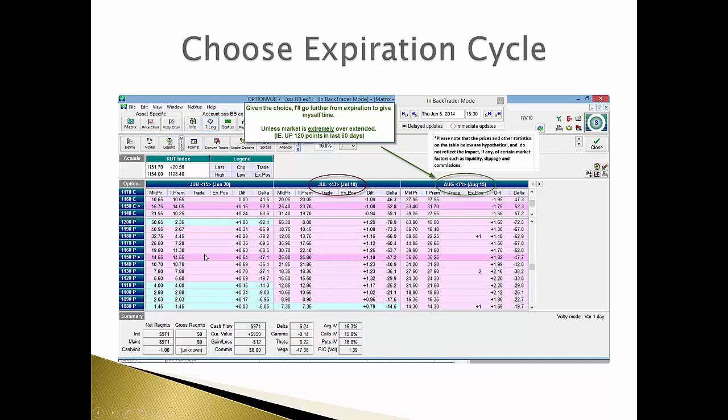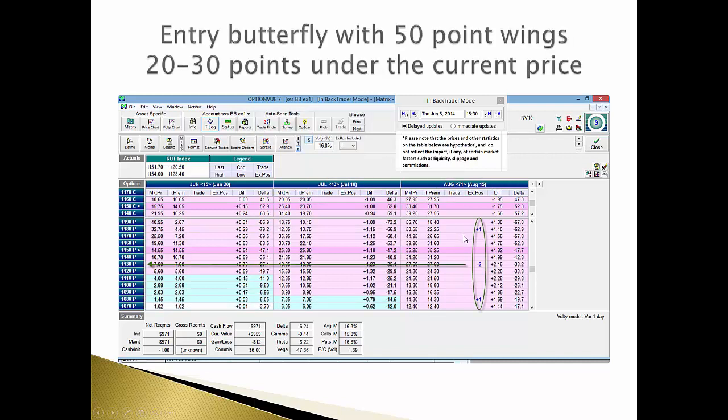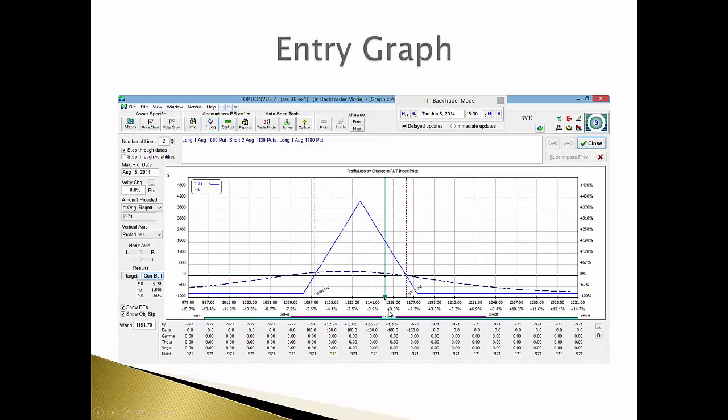So that being the case, I come in here, the market's at around 1150. It's a little over 1150 actually, so I come in between 20 and 30 points under, which puts me at my 1130 short strikes. So here's a picture of the entry. I'm short 2 1130s, and I bought my wings 50 points higher and 50 points lower. This is what my entry graph looks like.